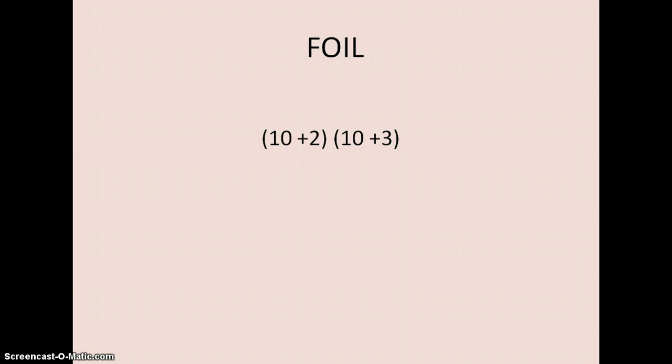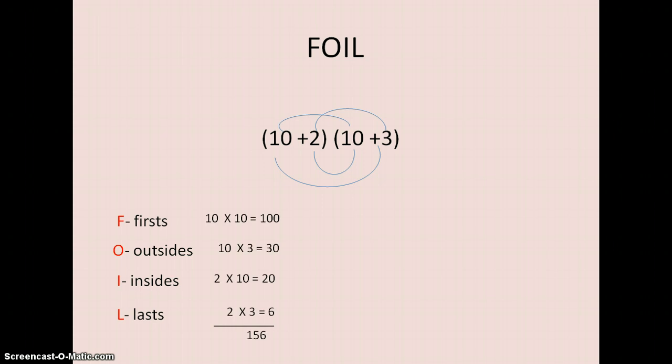In algebra, we use the acronym FOIL, which stands for firsts, outsides, insides, lasts. And the process of multiplying each of the numbers by each of the other numbers. Do you remember seeing this in the second slide where we discussed partial products? So you will see how each of the parts are multiplied by each of the other parts. For example, the first value in each parentheses is multiplied together, which would be 10 times 10, which equals 100. And this is the F in FOIL.